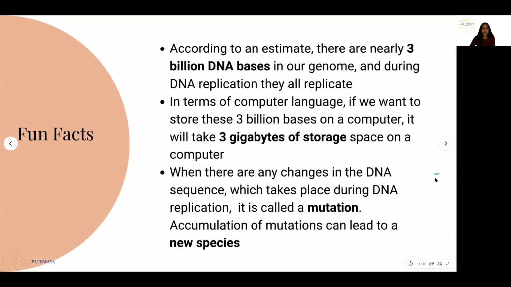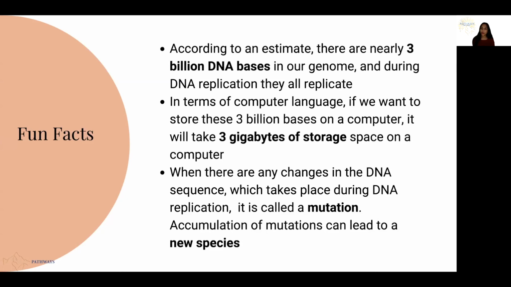All right, so here's some fun facts. According to an estimate, there are nearly 3 billion bases in our genome. And during DNA replication, all of them replicate. And like I was saying earlier, some cell lines, like red blood cells, are constantly replicating. So think how fast your body must be able to replicate DNA if there are 3 billion bases. And each time it has to replicate all of those 3 billion bases.